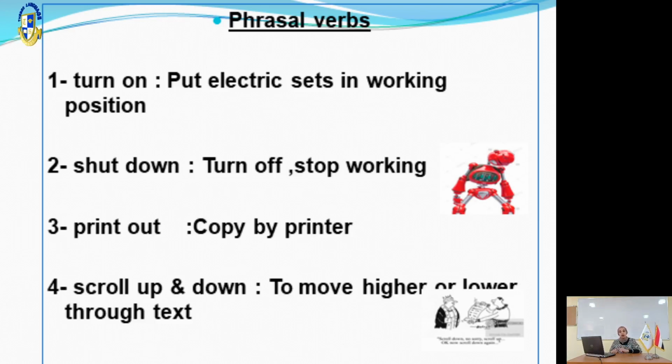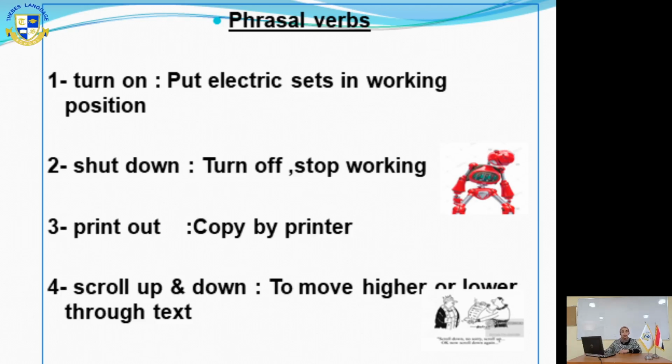We have turn on and turn off. Turn on means to put electric sets in working position. For example, you don't say open the fan please or open the light. This is wrong. You have to say turn on the light, turn on the fan, turn on the TV, because we use it for electric sets. And if you want to shut them down, you say turn off or shut down. Means to stop things or sets from working.